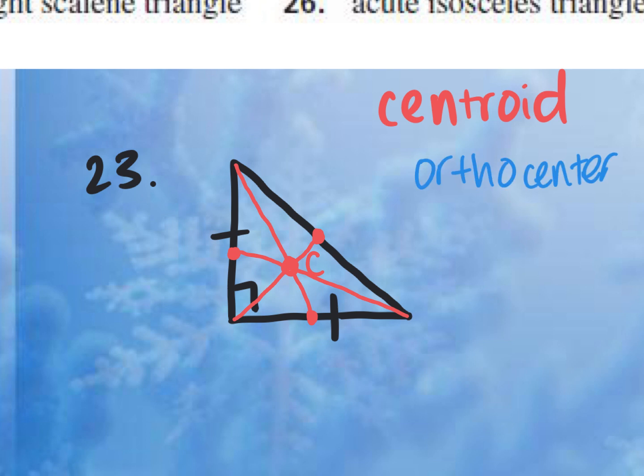What kind of triangle is this? Right and isosceles. Where does the orthocenter go, Cody? On the right angle. So it's going to be right here.